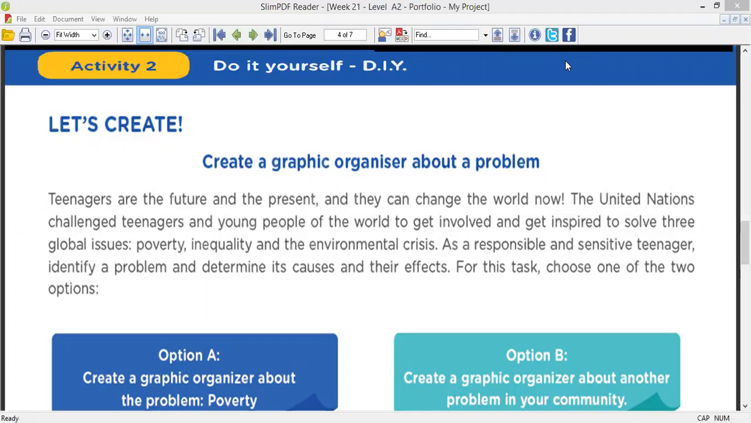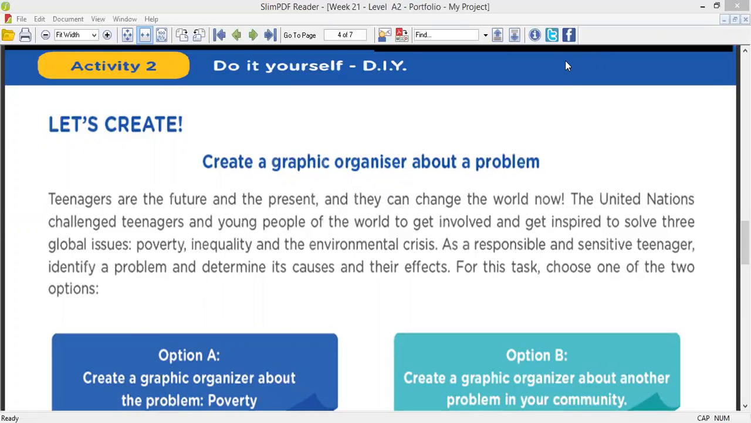Okay, for this task, choose one of the 2 options. The first one, option A, you have to create a graphic organizer about a problem. This problem is poverty.